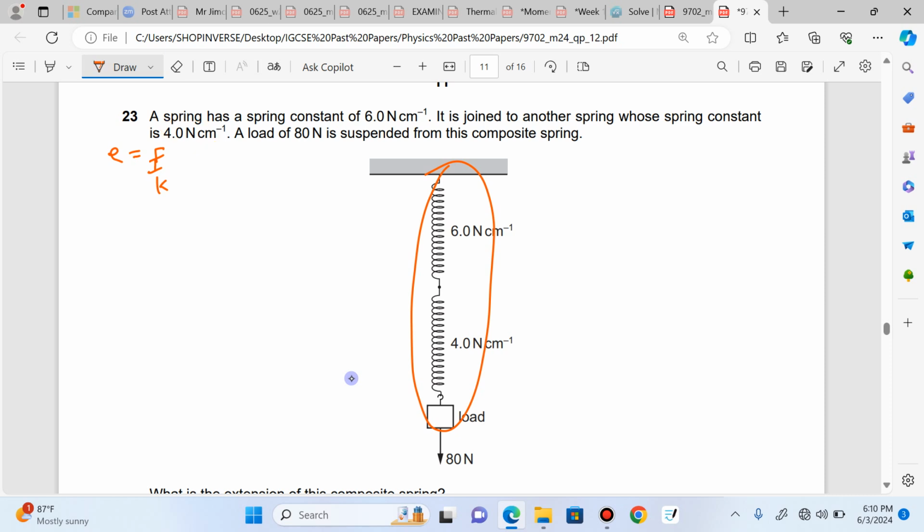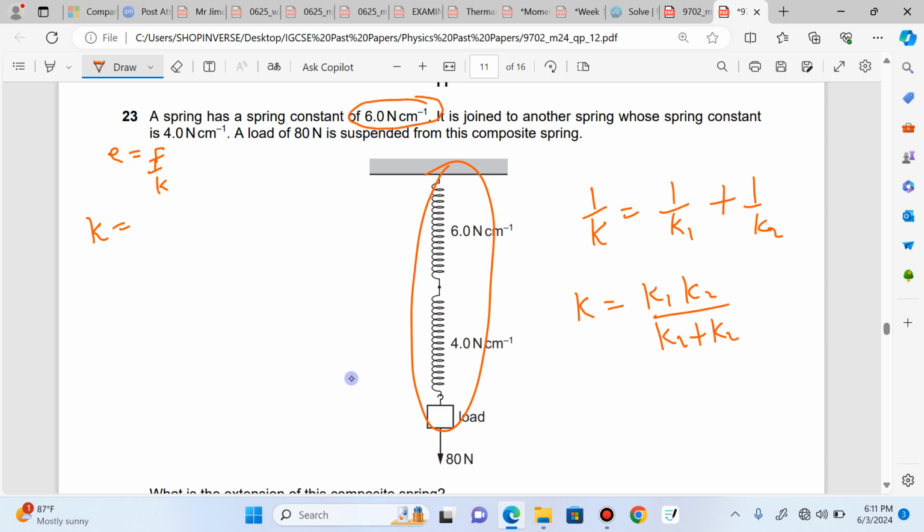Whenever you have a composite combination like this, then you have 1 over K equals 1 over K1 plus 1 over K2. But the simplified expression you always use is K equals K1 K2 over K1 plus K2. This formula will give you the spring constant. K1 is 6 Newton per centimeter. K2 is 4 Newton per centimeter. So I'm doing K1, which is 6, multiplied by K2, which is 4, divided by K1 plus K2, 6 plus 4. 6 times 4 is 24, 6 plus 4 is 10. That will give me 2.4 Newton per centimeter.